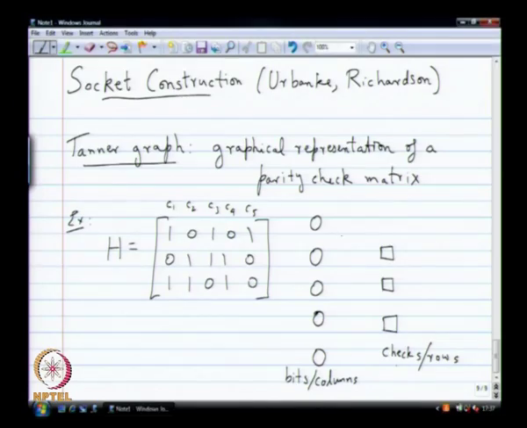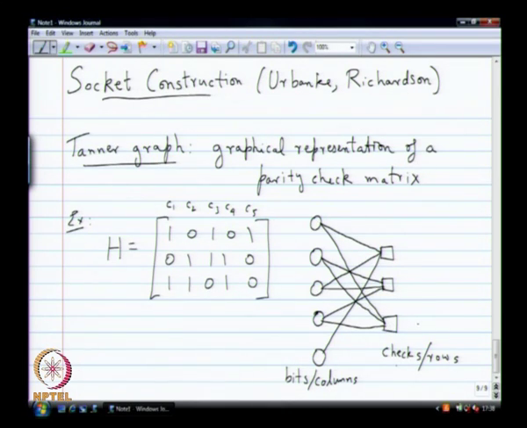Okay, so if you want to draw that, you can look at the first column. It's connected to the first row and the third row. Okay, so you can draw a line like this. You can also do it the opposite way. So if you look at the first check or the first row, it's connected to the first column, third column and the fifth column. If I look at the second check, it's connected to the second column, third column and the fourth column. If I look at the third check, it's connected to the first column, second column and the fourth column. That's it, that's your Tanner graph.